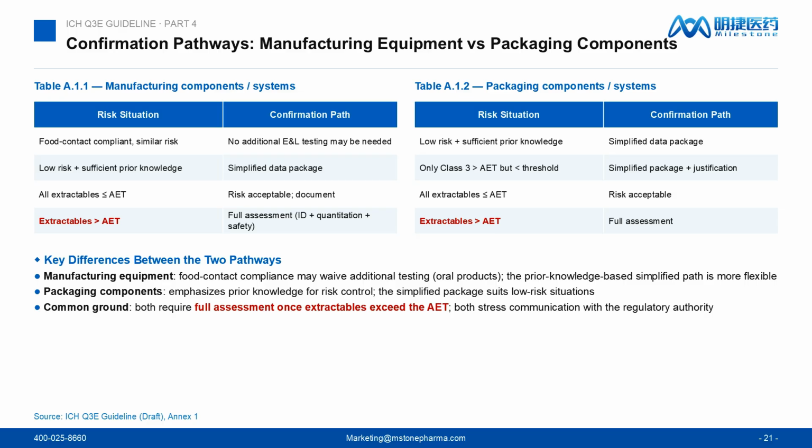Now the common ground, and this is the spine of the whole framework. 1. Whenever extractables exceed the AET, both pathways converge on a full assessment: identify, quantify, evaluate safety. No exceptions. 2. Both pathways expect you to talk to the regulator when you take a simplified route. 3. Everything below the AET with no Class 1 findings lands at risk acceptable, documented, done. If you remember one picture from today, remember these 2 tables. 90% of practical E&L decisions are somewhere in them.